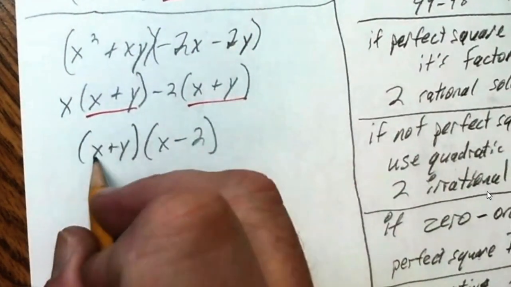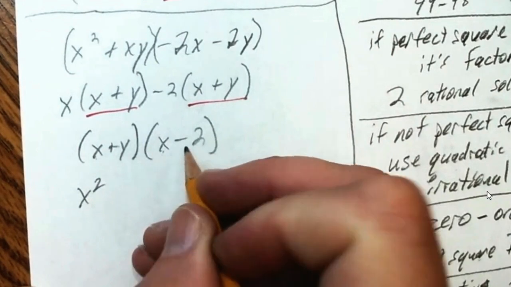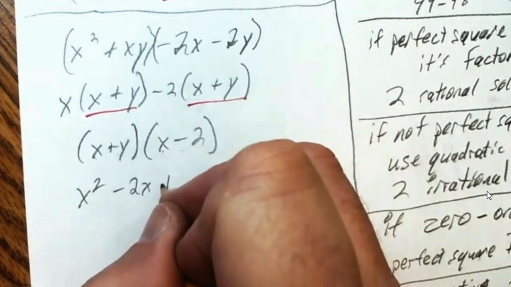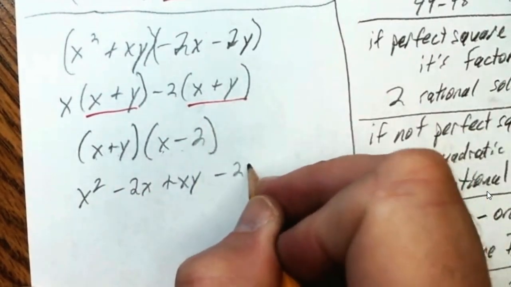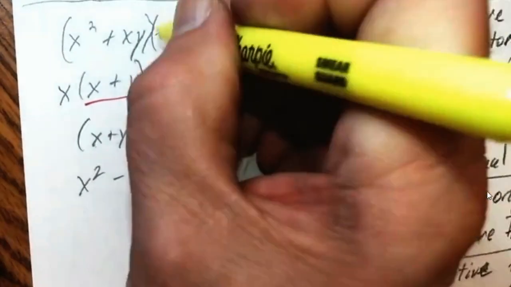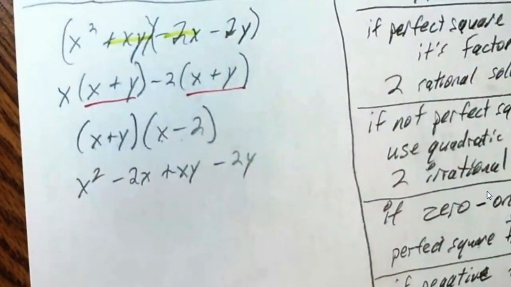Let's test that. X times x is x squared. X times negative 2 is negative 2x. X times y is xy. And y times negative 2 is negative 2y. Look, it's the same thing. They've just been put in a different order. The negative 2x is over here and the plus xy. We could rearrange that real easily, and we get the exact same thing.